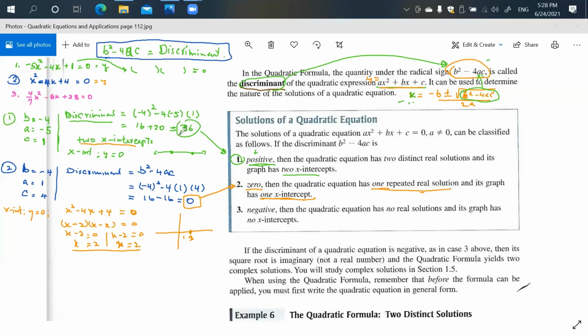Okay, 36 is positive, right? Because plus. Okay, now go to the last one with 3. So do the same way. We want to find the discriminant of this equation. So for 3, I rewrite here, okay? So we have 4/7 x squared minus 8x plus 28 equal to 0.